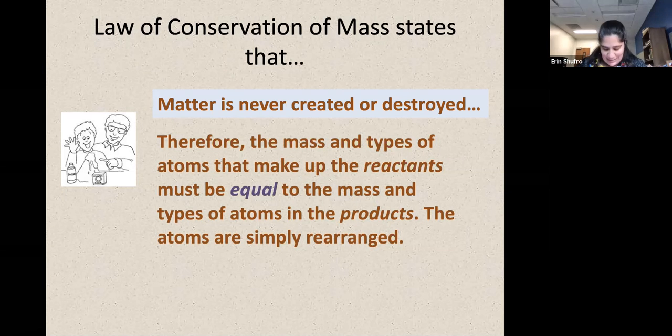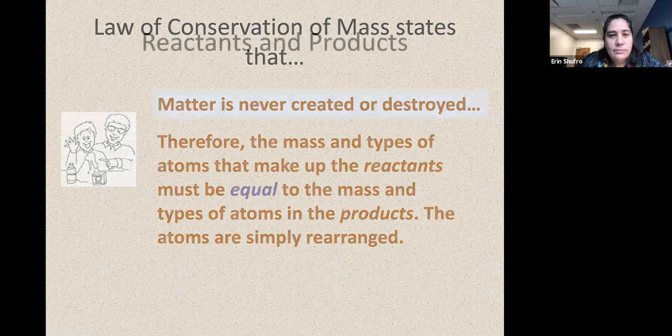You cannot take silver and turn it into gold. You cannot take one element and turn it into another. However, if you have gold atoms, you can rearrange them. You can break the connection between one atom and put it onto another atom. So this is really important whenever you're dealing with chemical equations of any kind. You need to remember that the mass and types of atoms that make up the reactants must be equal on both sides.